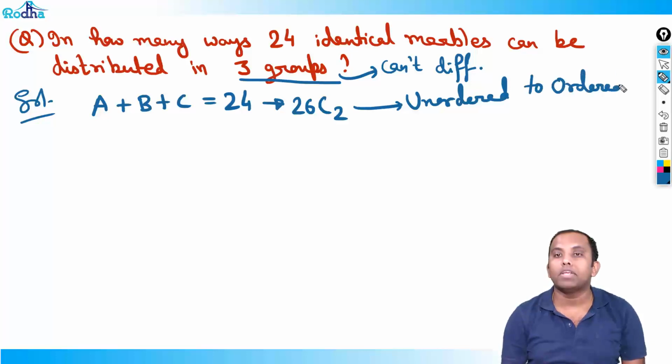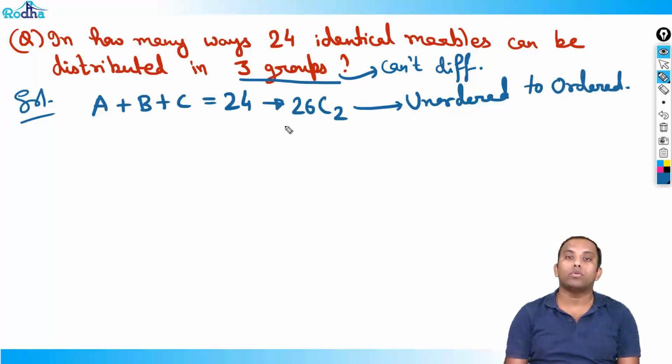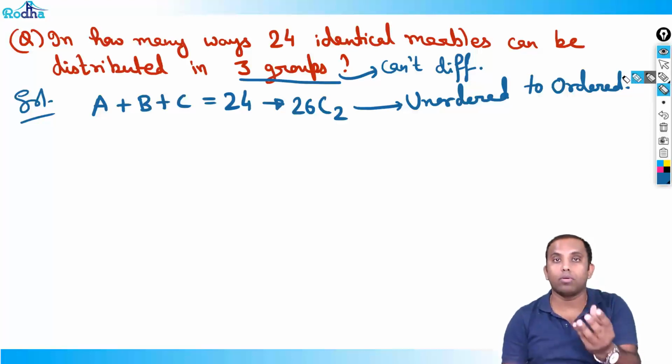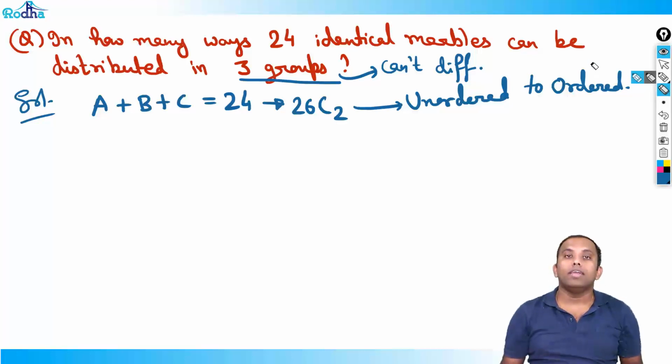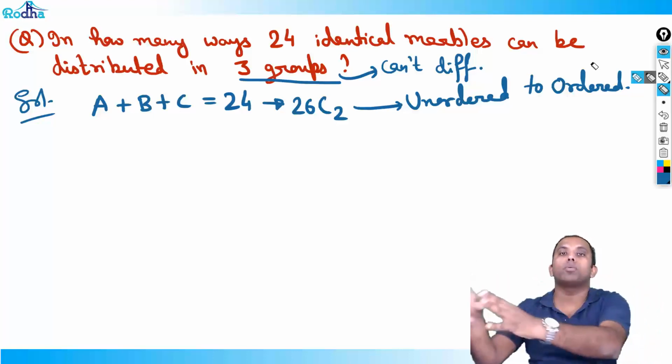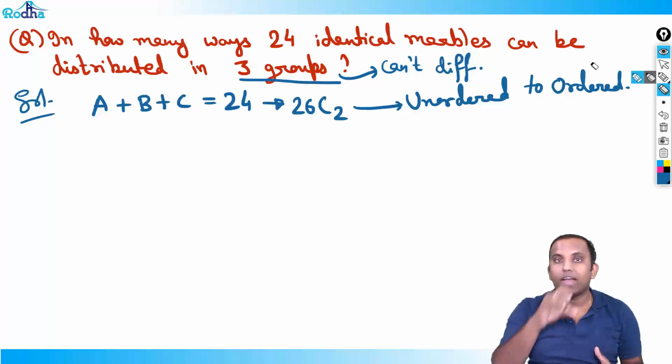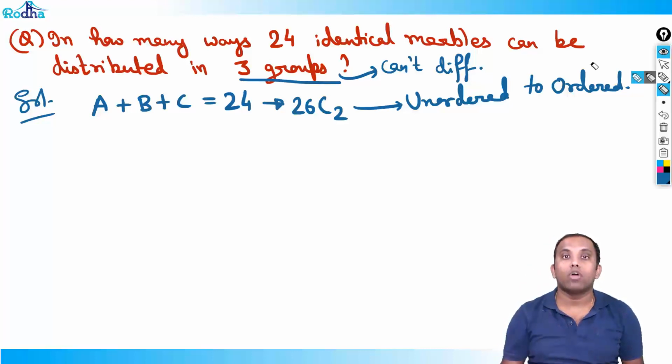But mention this point here, I can't write 26C2. Another logical derivation from the word group is, if I'm trying to distribute 10 people into two groups of 4 and 6, I can't say there are three groups of 4 people, 6 people and 0 people, right? A group cannot have 0 people. A group will have at least 1 person, so I can't write 26C2 here.